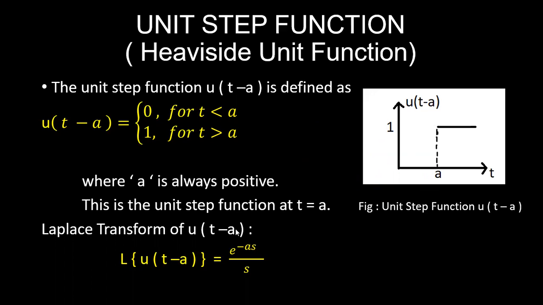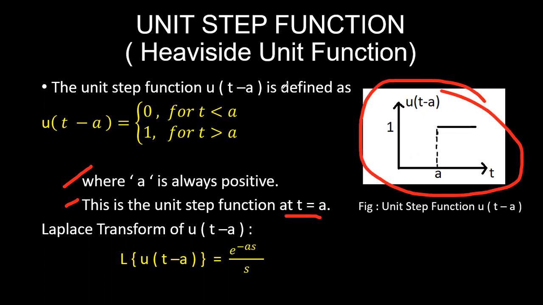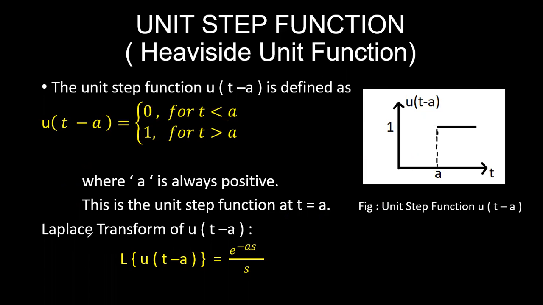Always this a value should be positive. And this is nothing but your unit step function, which is defined at t equal to a only. This is the graphical representation of the unit step function. Now if you apply the Laplace transform for this unit step function, what you will get? Laplace transform of u of t minus a is equal to e power minus as by s. This is the Laplace transform of the unit step function.